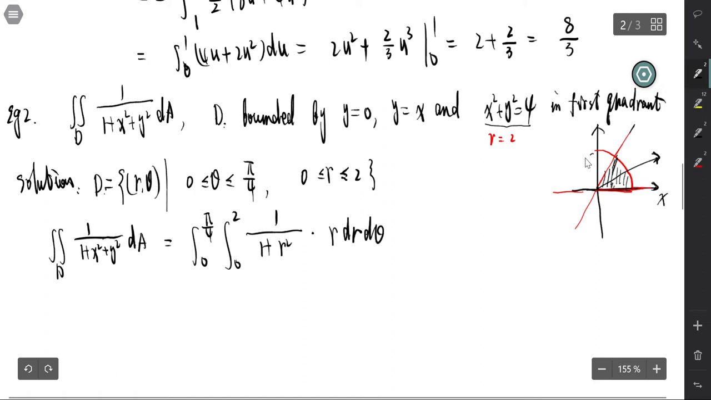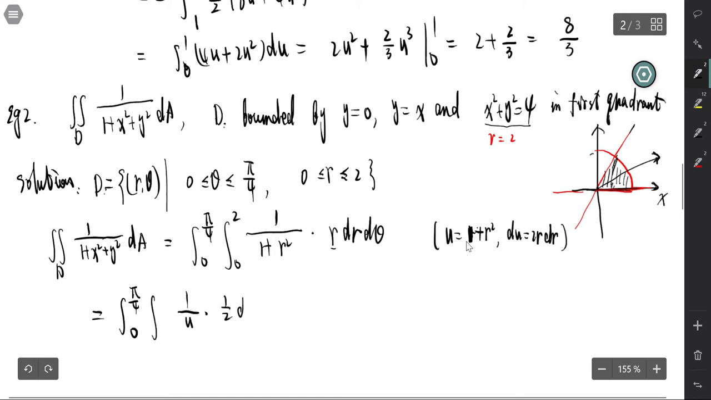Here, the substitution is very simple because r dr is the differential of 1 plus r squared. We use the u substitution, u equals 1 plus r squared. Then du is 2r dr. So the integral becomes 1 over u times 1 half du. When r equals 0, u equals 1. When r equals 2, u equals 5.